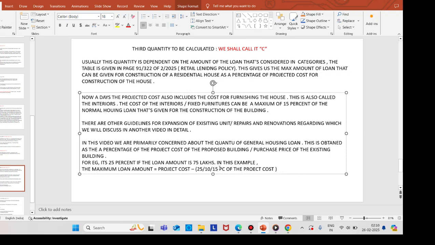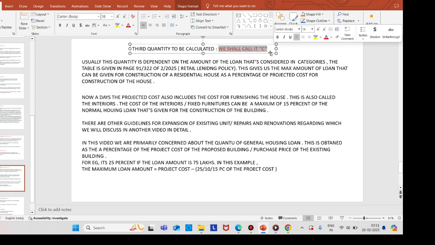So, to arrive at this quantity C, C is the maximum loan amount that can be given to a customer depending upon the project cost of the prospective house or the purchase price of the already existing house. Here in this example, it is mentioned that 25% margin applies if the loan amount is 75 lakhs. That indicates the project cost will be more than 1 crore. So 25% of the project cost will be collected as margin from the borrower, and 75% will be given in the form of loan to the borrower, so 75 lakhs. If the amount of the loan is more than 75 lakhs, then 25% of the project cost will be taken as margin from the borrower. The table is also there, which we can take from the 91. In this example, we have just taken it as 75, and we will call it quantity C.